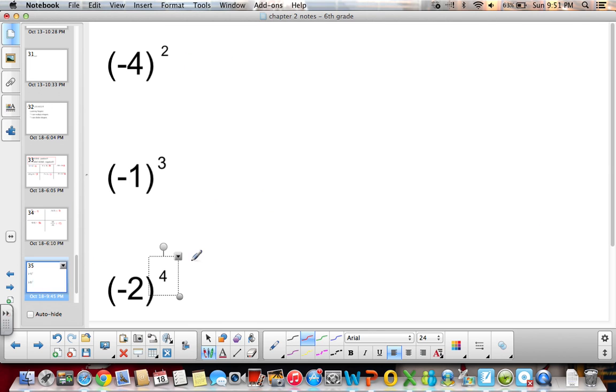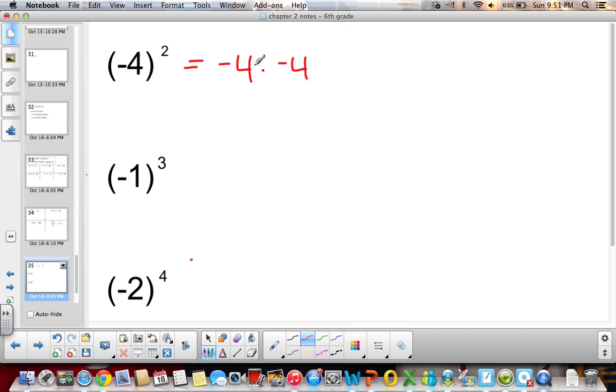And then when we're talking about squaring numbers or cubing numbers, if we look at -4 squared, we know that any number squared is that number times itself. So that's the same as saying -4 times -4. It has to be the exact same number multiplied by itself. So -4 times -4, negative times negative gets us a positive, so -4 squared is 16.